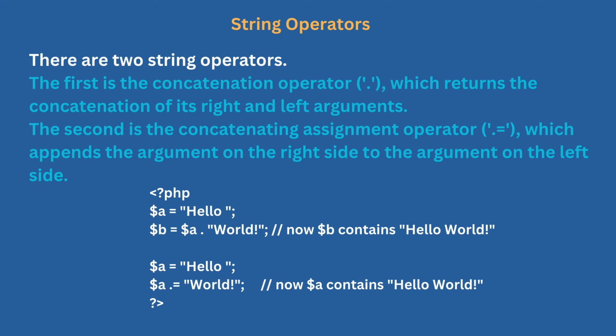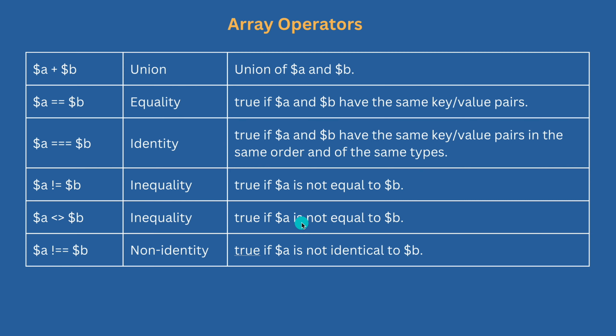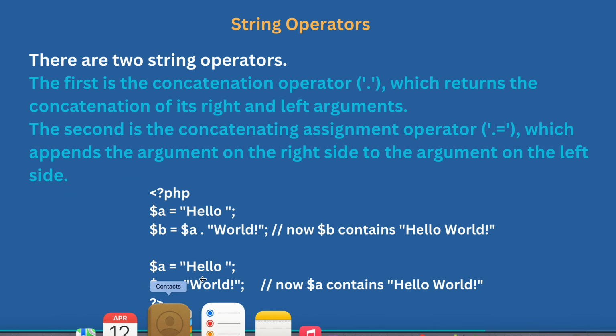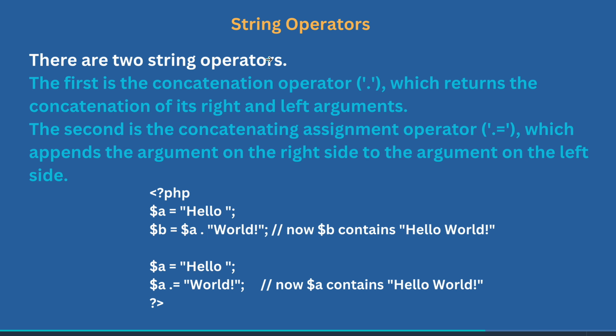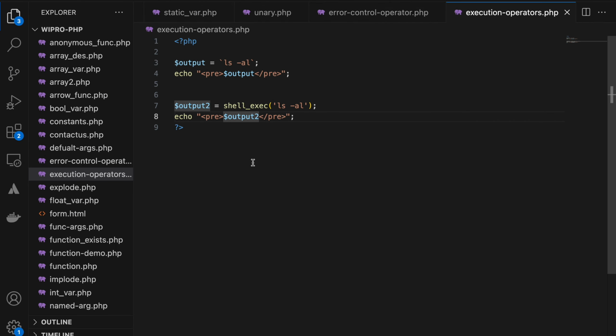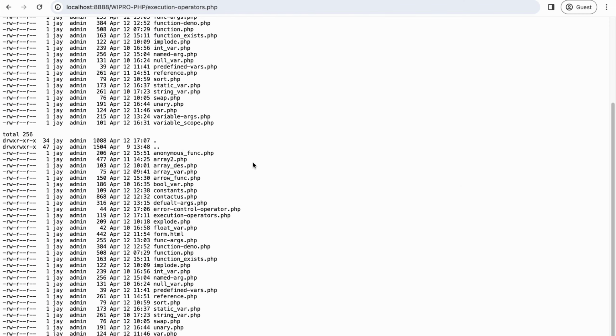There are some string operators also. So what are those string operators? Dot. The first is the concatenation operator dot, which returns the concatenation of the right and left arguments. The second is the concatenating assignment operator, dot equal to, which appends the argument on the right side to the argument on the left. We are already using it.